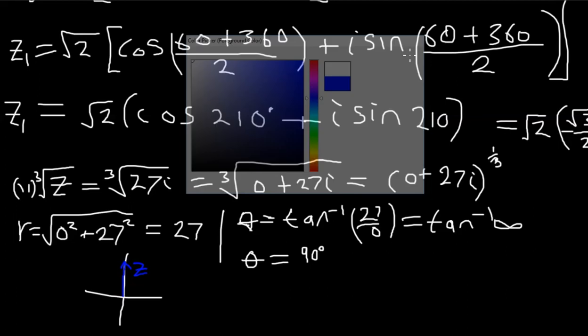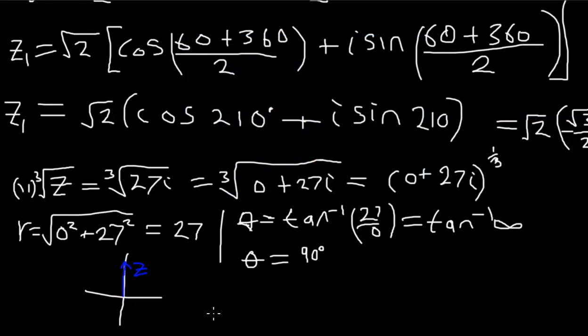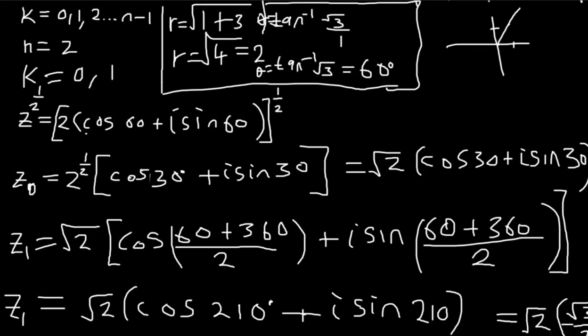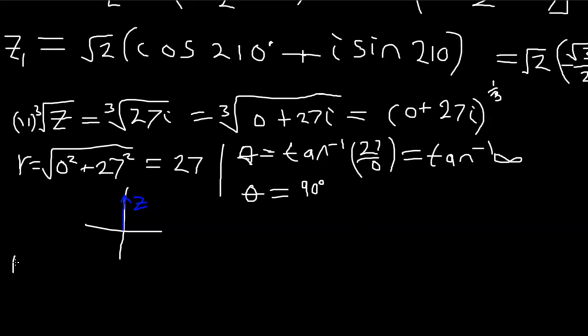Since we have found the argument and the magnitude, I think we can now start finding the values of k. So remember what I said, the values of k are numbers ranging from 0 up to n minus 1. So my n is 3. So my k is going to be ranging from 0 to n minus 1, which is 3 minus 1, equal to 2.